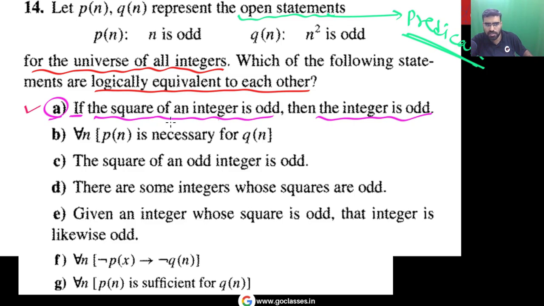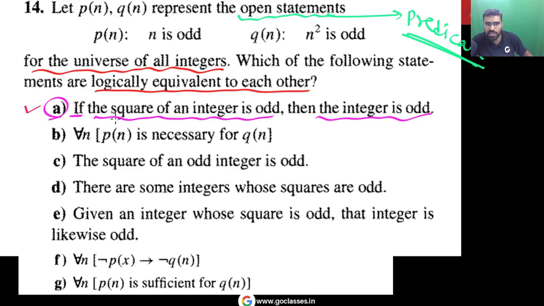So think about it. This statement A is saying, if the square of an integer is odd, then the integer is odd. Are we talking about all the integers? Are we saying that for all the integers, if the square is odd, then the integer is odd? Or are we saying for some integer? Is statement A universally quantified or existentially quantified? You think about it. Okay, so let me tell you, this is a universally quantified statement.